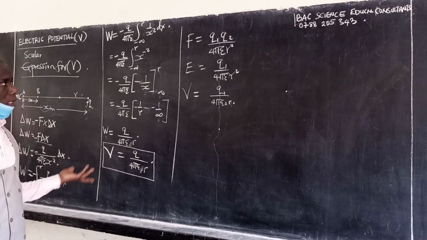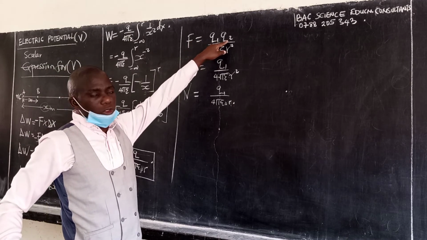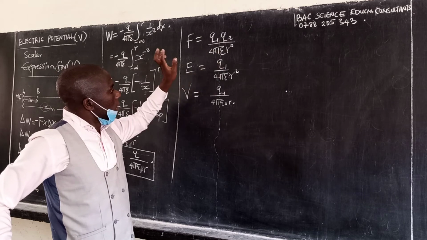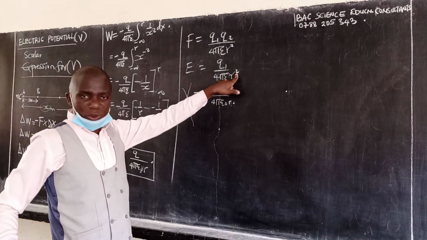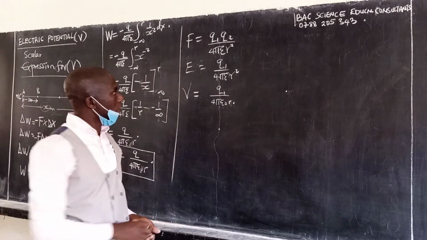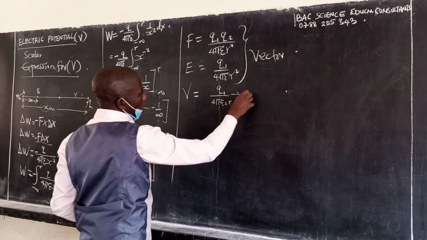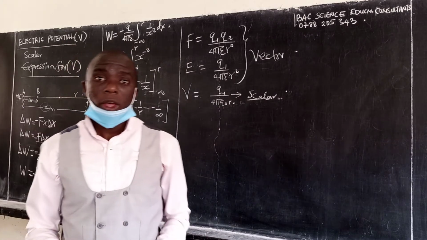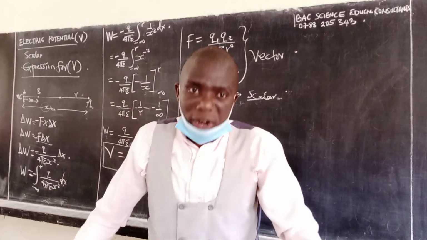You can see there is a slight difference. In this one, only one Q is used, the positive one. Therefore, we shall remain with this. From electric field intensity to potential, you see here we have r squared, but here we have r. That's the difference. We are saying that these two are vector quantities, but this one is a scalar quantity, meaning that the way we shall be handling the calculations will also be a bit different.